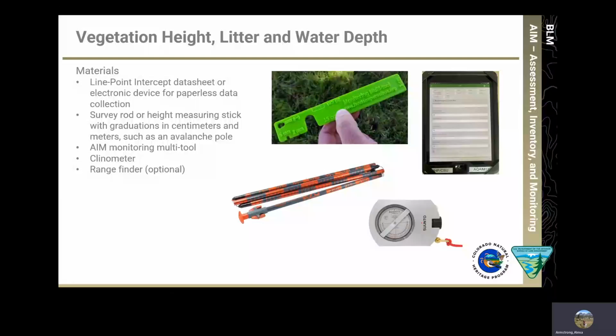It is important to gather the materials needed to successfully measure vegetation height, litter, and water depth. Notable items include the line point intercept datasheet or an electronic device such as an iPad with appropriate Survey 123 forms for paperless data collection, an avalanche probe, and the AIM monitoring multi-tool.